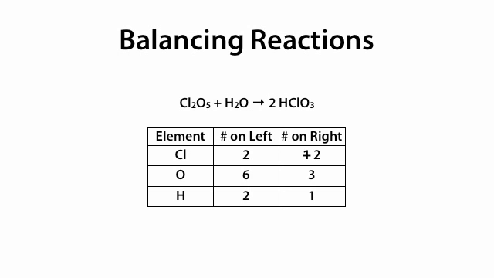But now we have a different number of hydrogens and a different number of oxygens on the right side. So let's see how many hydrogens we now have on the right side and how many oxygens we have on the right side. We have 6 oxygens now and 2 hydrogens now. This equation is now balanced. We have 2 Cl's on the left, 2 Cl's on the right, 6 oxygens on the left, 6 oxygens on the right, 2 hydrogens on the left, and 2 hydrogens on the right. This equation is now balanced.